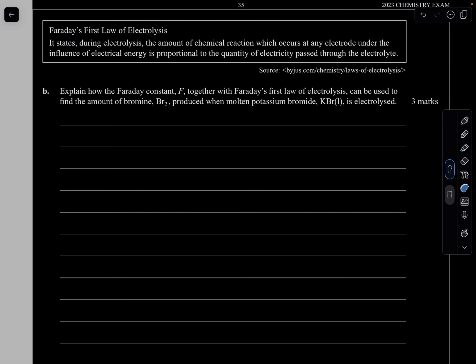Easy. Remember, Faraday's first law states, let me explain this in much more basic terms, that the charge is proportional to the amount of mass that is going to be formed or electrolyzed. So, for example, if you put in more electricity, more charge or more current, you're going to increase the mass that's formed when you're electrolyzing. That's what Faraday's first law is in the most basic, simple terms.